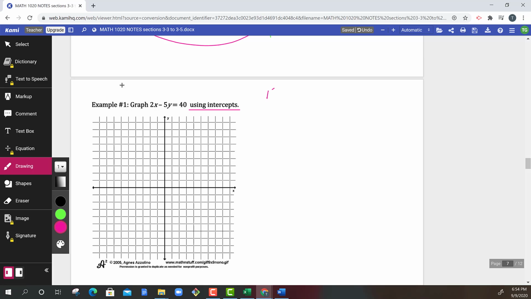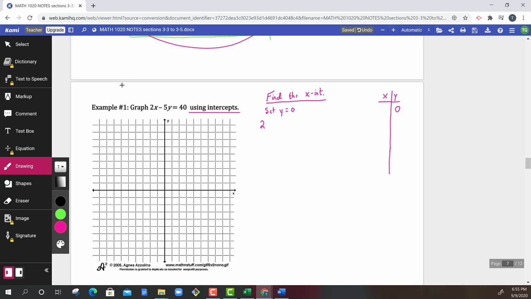So let's first find the x-intercept, where this graph crosses the x-axis. To find the x-intercept, we're going to set y equal to 0. I'm going to set my t-chart or my table over here to the right. So I'm going to put 0 in for the y column, and then I'm going to do this math. So that's 2x minus 5 times 0 equals 40. The 5 times 0 goes away because that's just 0. And then divide both sides by 2.